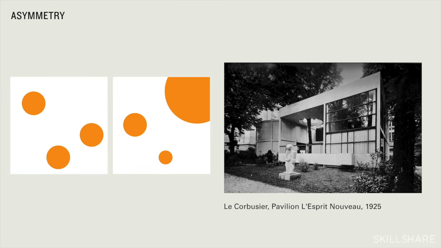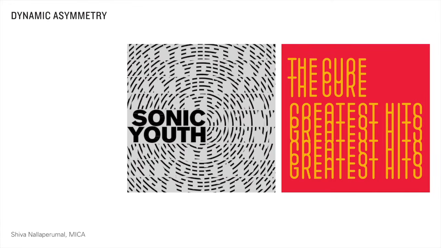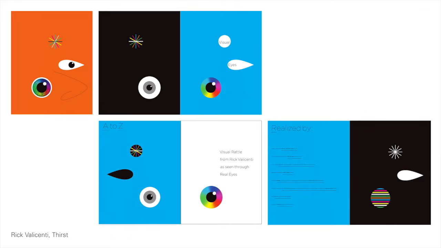This building was designed by Le Corbusier in 1925. It has a tree growing up through the courtyard. These album cover designs are asymmetrical. The flush left type anchors the compositions toward the left, but there's enough activity on the right to keep each design balanced. These layouts by Rick Valicenti feature asymmetrical distribution. The layouts feel alive yet balanced.